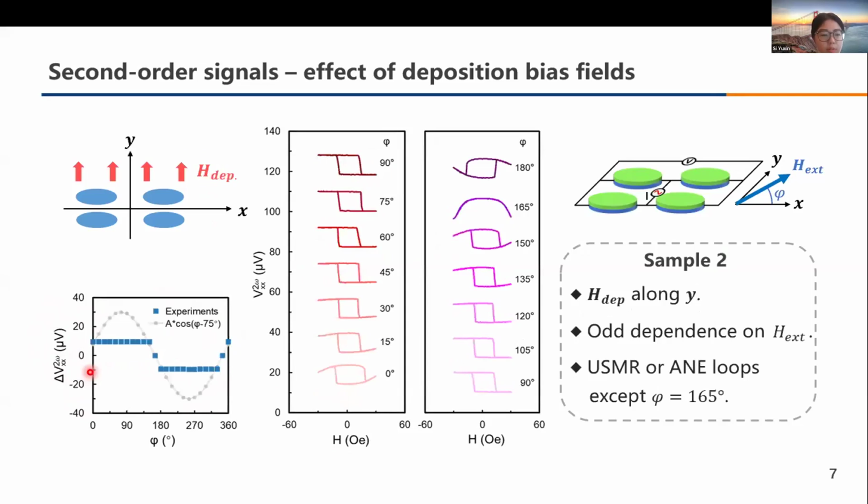Then we performed the same measurements on sample 2, which had a similar structure to sample 1, except that the bias field is along the y-axis. In contrast to sample 1, the second order voltage of this sample clearly shows hysteresis loops, except at the angle of 165 degrees. These results provide key insight into the magnetic switching of the sample.